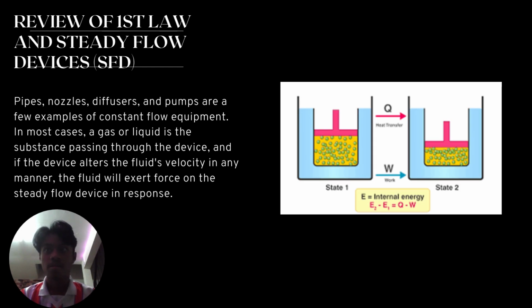For the next part, pipes, nozzles, devices, and pumps are a few examples of constant flow equipment. In most cases, a gas or liquid is a substance passing through the device, and if the device alters the fluid velocity in any manner, the fluid will exert force on the steady flow device in response. During steady state operation of a device, such as pipes, nozzles, devices, and pumps, any system property within the control volume is independent of time. Therefore, the internal energy of the system enclosed by the control volume remains constant.